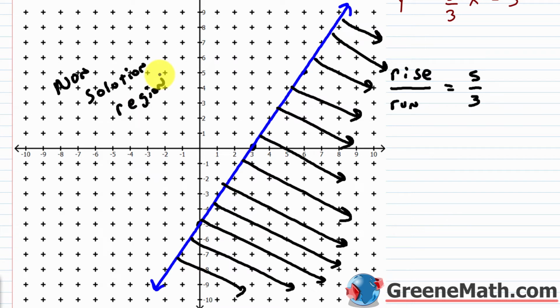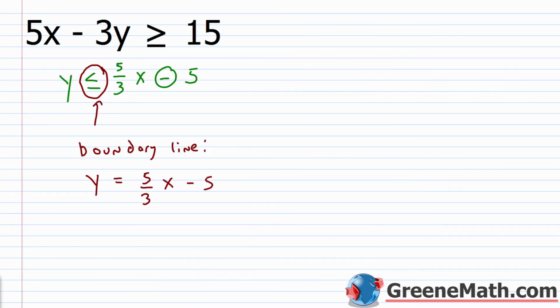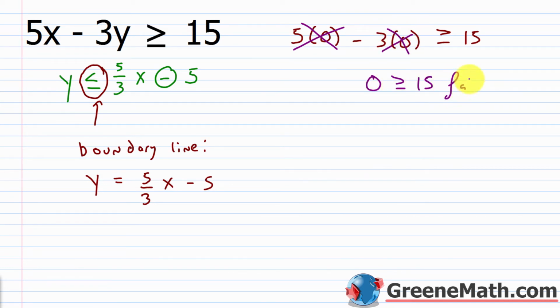And you can always grab a test point to check. You can take 0, 0. Notice that's in the non-solution region. So if we plug it in, it should not work. So if I go back up here, I can take and plug it into this one or the original, doesn't matter. So 5 times 0 minus 3 times 0 should be greater than or equal to 15. Again, this shouldn't work. So we expect this to be false. This will cancel, this will cancel. You'll get 0 is greater than or equal to 15, which is false. 0 is not greater than 15, and 0 is also not equal to 15. But again, that's what we expect because 0, 0 is in the non-solution region.